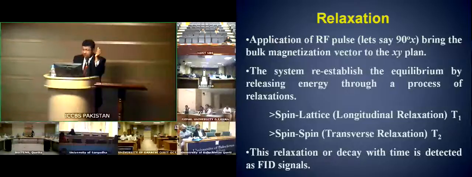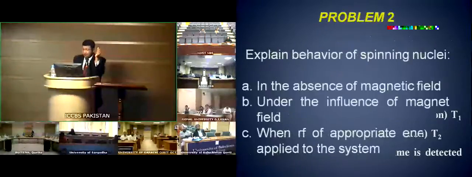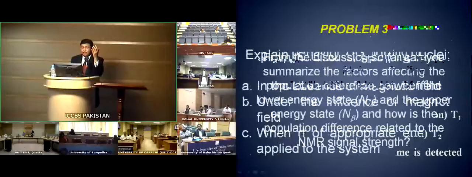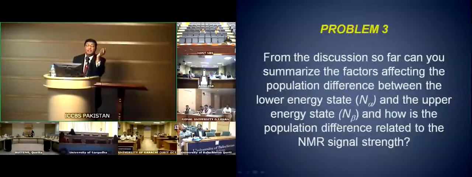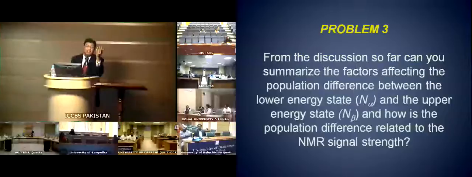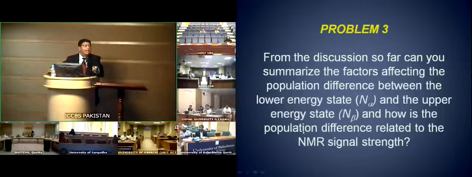And so this was a question which I wanted you to answer: from whatever we have discussed, what are the factors affecting the population difference between the lower energy state and the higher energy state? Magnetic field strength, then the gyromagnetic ratio, and the field strength. Any other question?